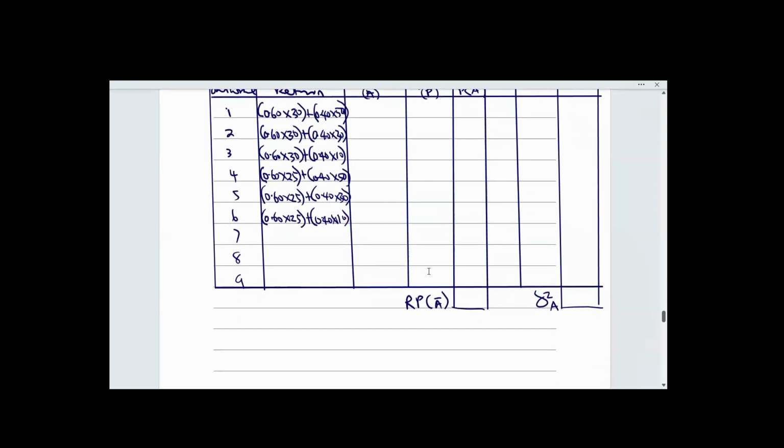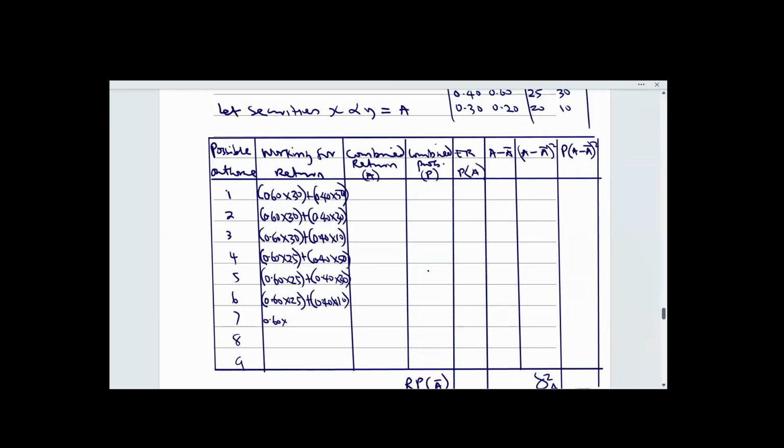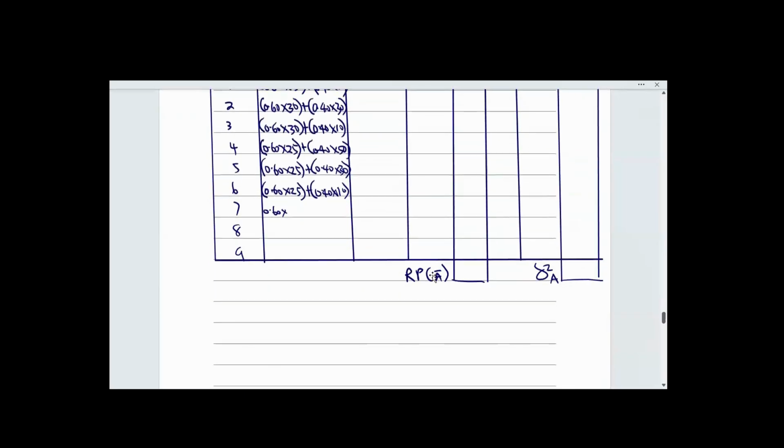So we move to the last one. 0.60 multiplied by, is it 10 or 15? 20. The third return for X is 20. So plus 0.40 multiplied by 50, 0.60 multiplied by 20 plus 0.40 multiplied by 30, 0.60 multiplied by 20 plus 0.40 multiplied by 10.